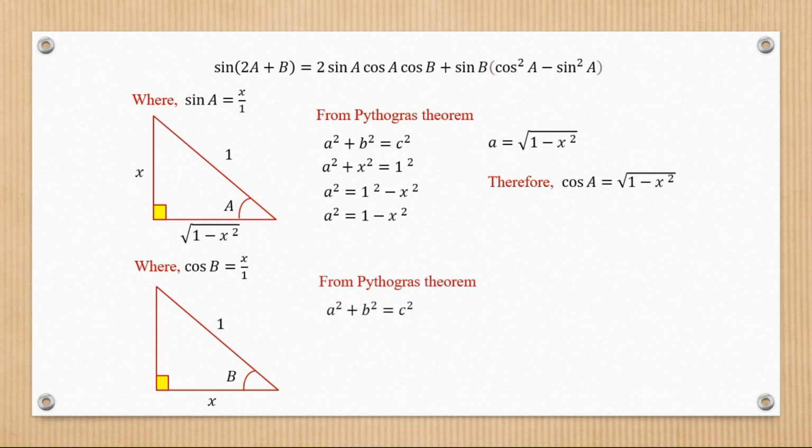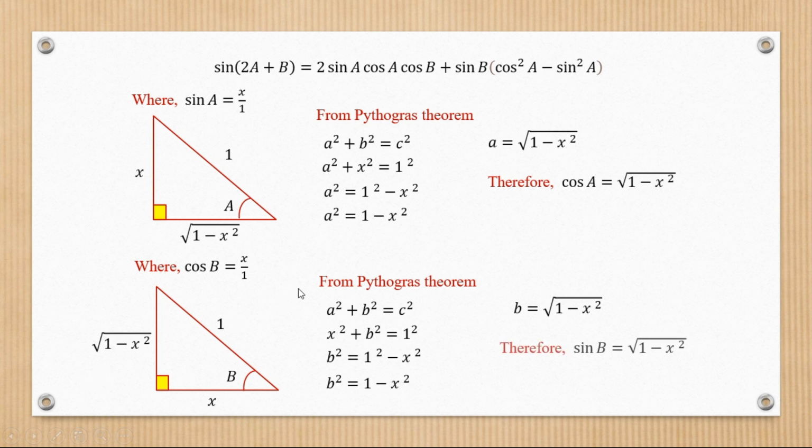So from Pythagoras theorem, we'll have a squared plus b squared is equal to c squared, of which x squared plus b squared shall be equal to 1 squared. And then if we make b squared the subject, b squared shall be equal to 1 squared minus x squared, of which 1 squared is 1. So we have b squared being equal to 1 minus x squared. Then b shall be equal to root of 1 minus x squared. So now that we know that, it means now we know the opposite value here. So it means that therefore sine of b is root of 1 minus x squared.